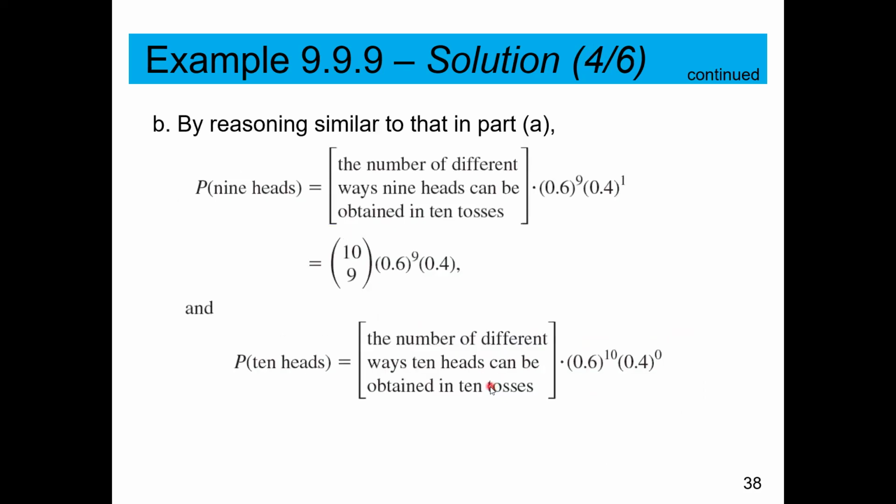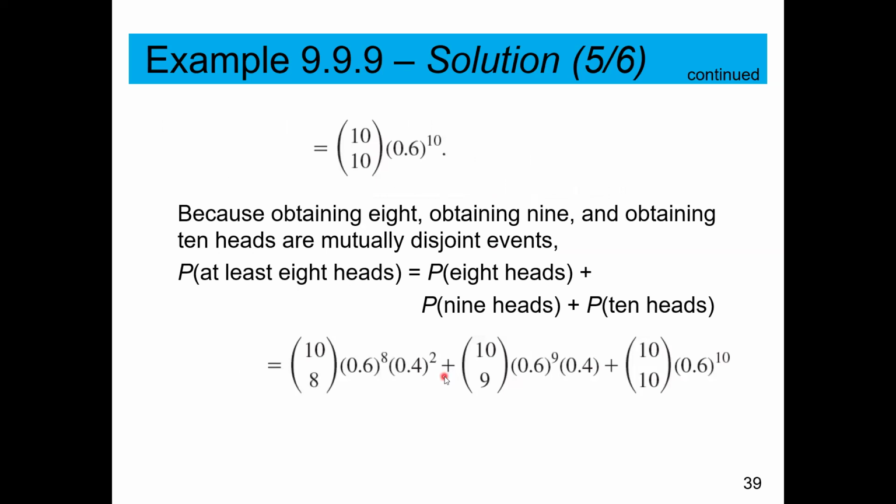When we get to the next part, which is for 9 heads and 10 heads, it's the same thing. What is the number of ways that we can choose 9 heads out of 10? So it's 9 choose 10 or 10 choose 1. You can choose the tail or choose the heads, your call, times 0.6 to the ninth power times 0.4, because you only have one tail. And then for the 10, the number of ways you can pick 10 heads is 10 choose 10. And then all we have to do is add those three situations together.